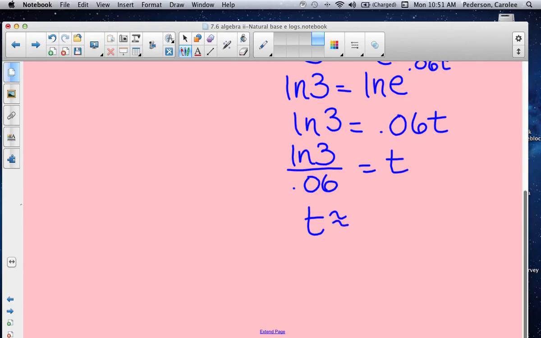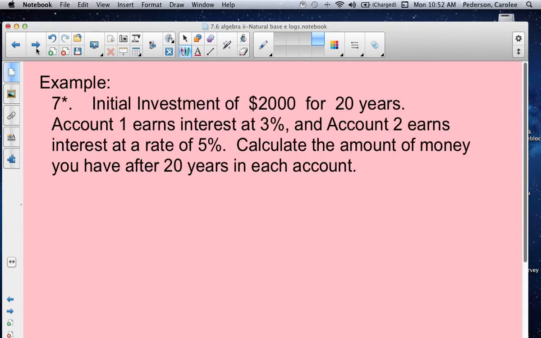So the time is approximately, now you enter it on your calculator, the natural log of 3 divided by 0.06 is 18.3 years for your initial investment to triple in value. I think we'll save this one for a warm-up. We're now done with our lesson.